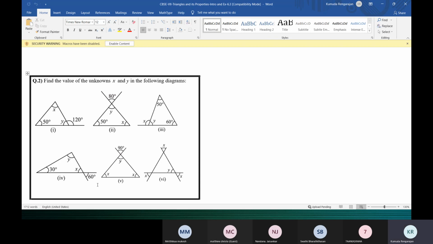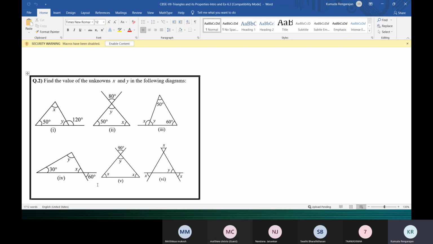Now tell me the sixth one. What can you say about x and y in the sixth one? I don't want the answer. I just want it in words. What can you say about x and y? Ma'am, x and y are the vertically opposite angles. Okay, you're right. Yeah, x and y are vertically opposite angles.